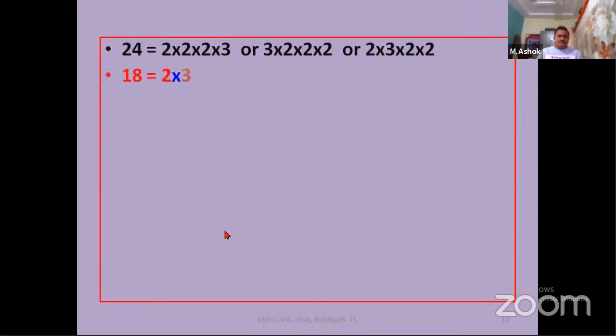So now look at these. Just now we have written the prime factorization of 24: 2 into 2 into 2 into 3, and 3 into 2 into 2 into 2. It is the same as this one. And 18 is 2 into 3 into 3, 3 into 2 into 3. If you take 20, 2 into 2 into 5, 5 into 2 into 2.